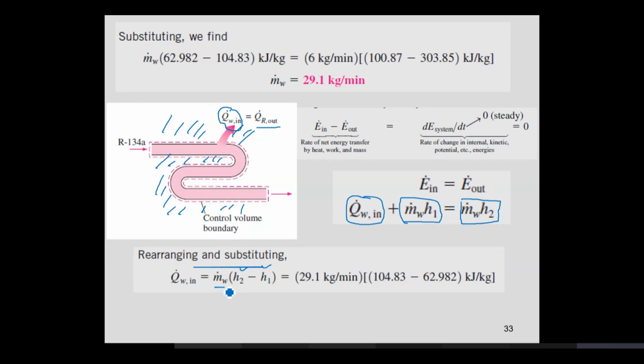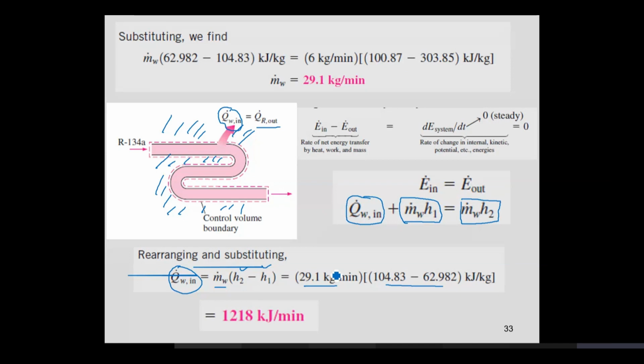The mass flow rate you calculated in the last part. You just have to plug in the values of the enthalpies and the mass flow rate to calculate Q dot W in, which is the heat gained by water, or the same thing as the heat lost by the refrigerant.